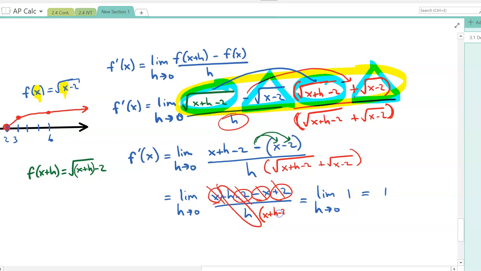Let's fix this little denominator part right here. The h's are still going to cancel. So we had an h that canceled, right? But we still had that stuff in red. We had a radical x plus h minus 2 plus radical x minus 2. Parentheses. Sorry about that. So let's fix it. Our limit is not 1.